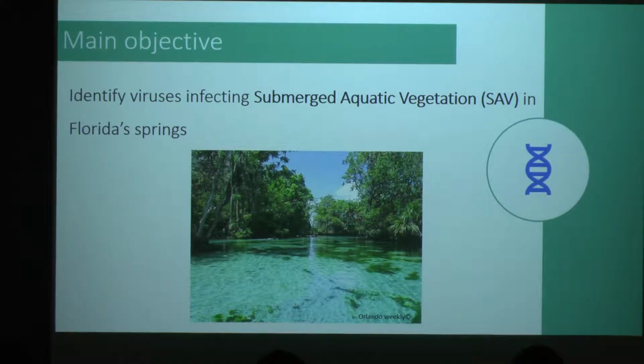And this is why I'm here. The main objective of this research is to identify viruses infecting submerged aquatic vegetation in the Florida springs. When I'm talking about submerged aquatic vegetation, I'm including diatoms, algae, terrestrial plants that are in the water's terrestrial interface, and other associated vegetation. So not necessarily everything's a plant.